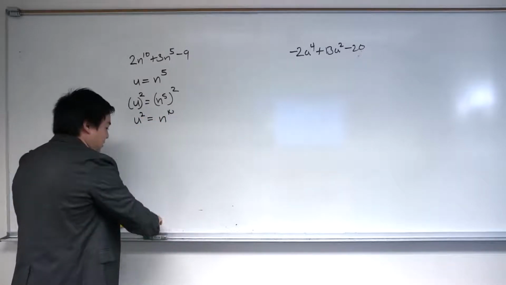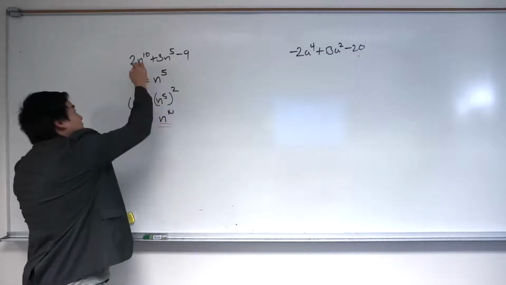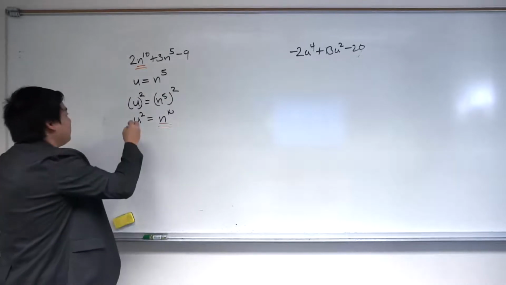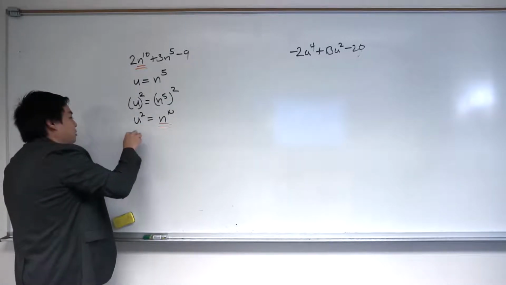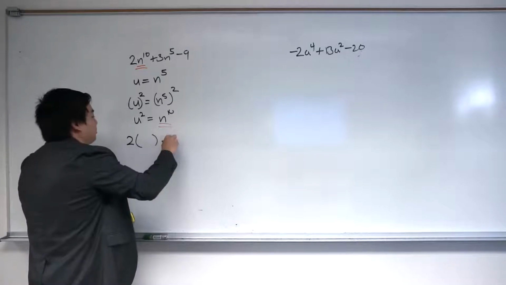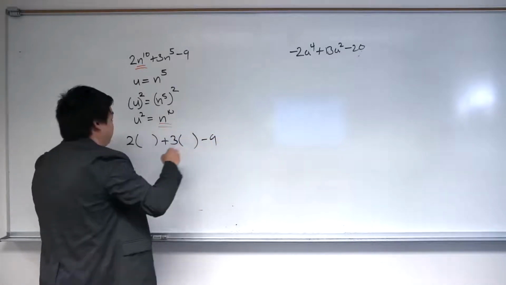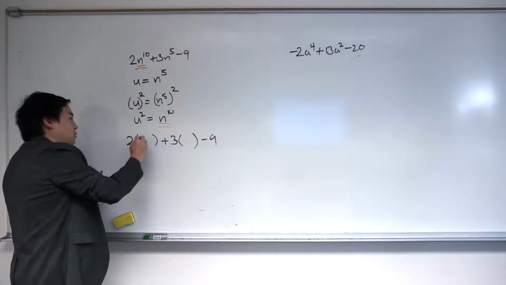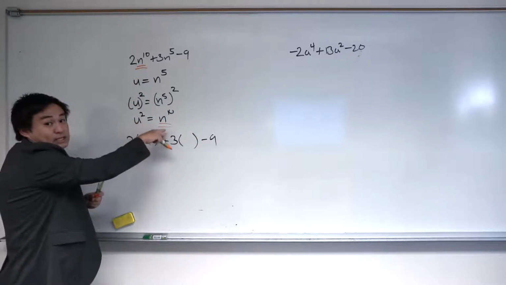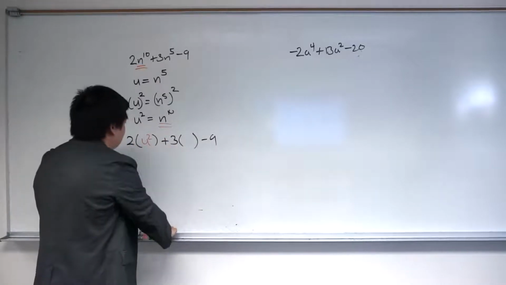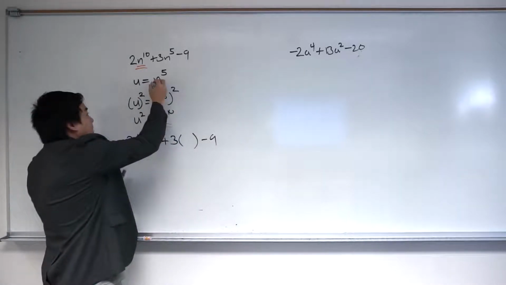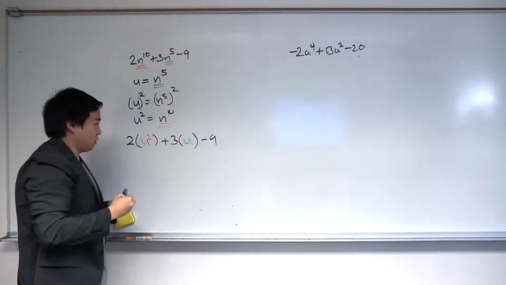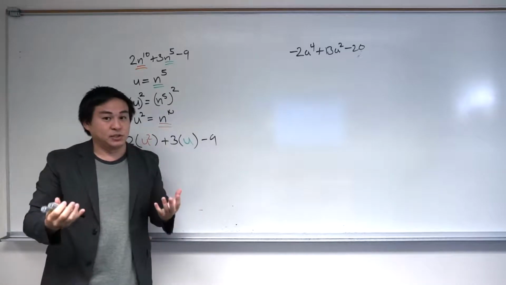But that is this one. So when we do the replacement, we get 2 parentheses plus 3 parentheses minus 9. This one goes where the orange is, which is going to be U squared, because we're replacing it with U squared. And we replaced n to the 5th with U.